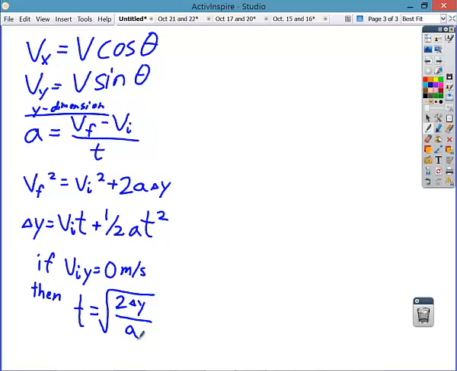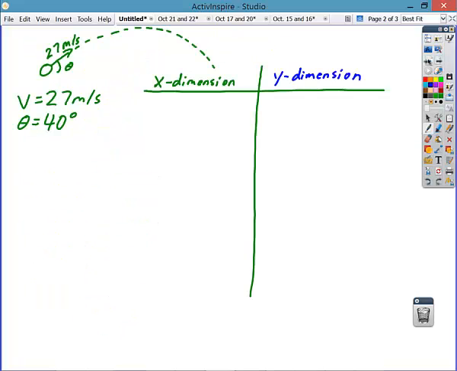So in the x dimension, guys, all I basically have is velocity in the x is equal to v cosine theta. And you also need to have velocity in the x is equal to displacement in the x over time. Here's our problem. We only know two things. All we know is velocity is equal to 27 and theta is equal to 40. So what we're going to have to do is find out the rest.